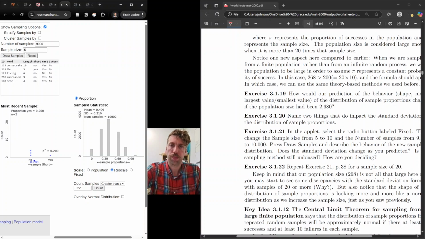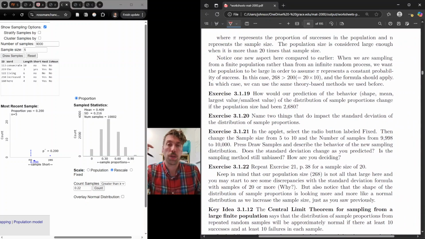Then going down to 19, how would our prediction of the behavior, shape, mean, largest, smallest value of the distribution of sample proportions change if the population size had 2,680? Okay, so if we had more words, but we basically had the Gettysburg Address copied 10 times, how would that change those 3 things? So tell me about each of those 3 things. Okay, name 2 things that do not impact the standard deviation of the distribution of sample proportion. So that's number 19 and number 20 are related.